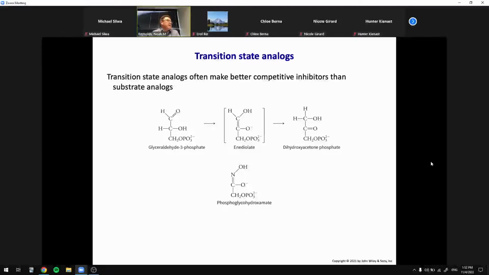Okay, so we covered that transition state analogs are really good competitive inhibitors. And so knowing why, it'll probably be asked as a true-false question or a multiple choice.